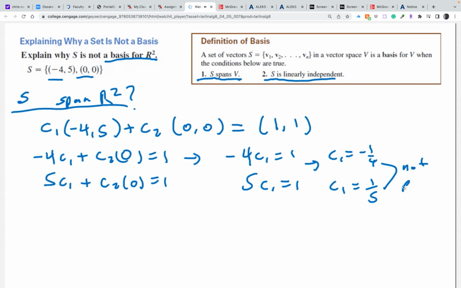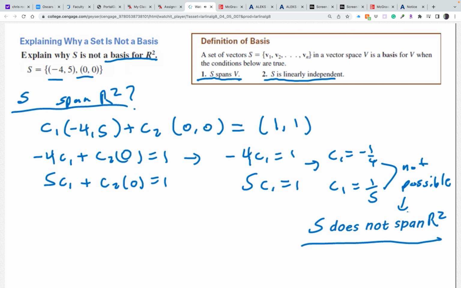This is not possible. C sub 1 cannot take on two values at the same time, which means that S does not span R2. So we've already violated the first condition. So we can say that S is not a basis for R2.